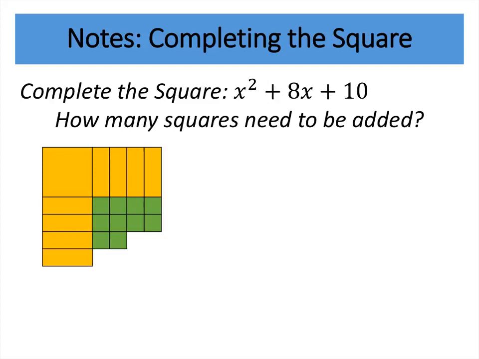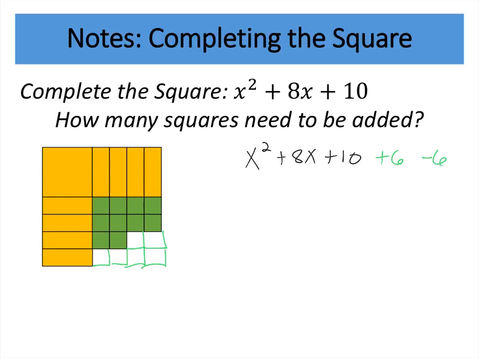So I can't just leave you there. We're going to do one more, just to see how it goes. So currently it looks like we've got x squared plus 8x plus 10. How many more squares do we need to complete this square? Well, we need 1, 2, 3, 4, 5, 6 more squares to complete this. So I'm going to eventually add 6 and subtract 6. So x squared plus 8x plus 10, I've got to add 6 and subtract 6.